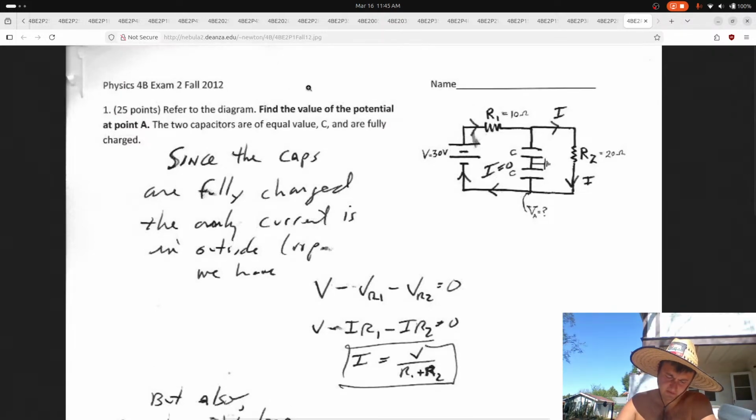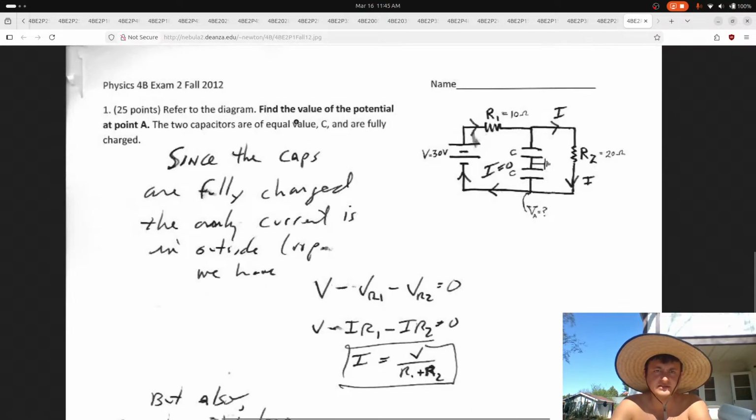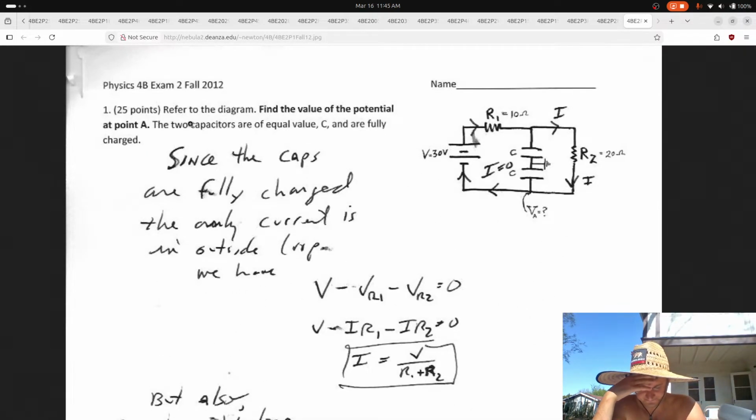Oh, caps of equal value. So this goes to 1. So this goes to -10. Okay, never mind. I got it, except I didn't see that these caps are of equal value.